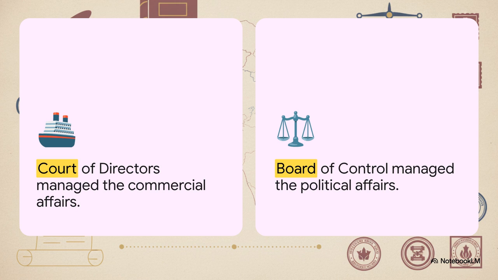The crucial takeaway here is that this act was doubly significant. First, it gave the British government supreme control over company affairs, and second, it was the very first time the company's territories were officially referred to as the British possessions in India.